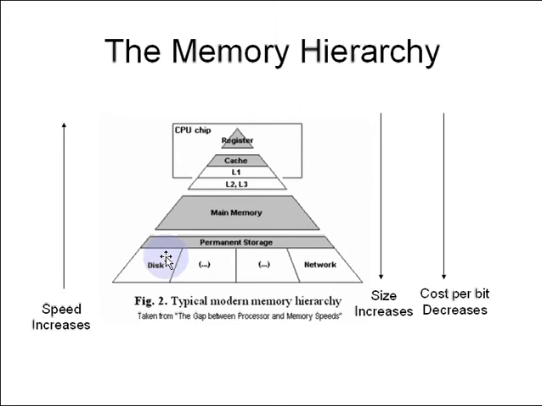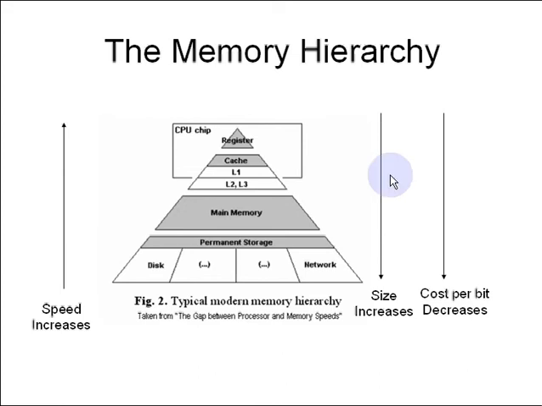As can be seen in the diagram, speed of the memory increases as we move up the hierarchy. So the speed of the registers is the highest, followed by cache. Main memory speed is faster than permanent storage, but is slower than cache memory.